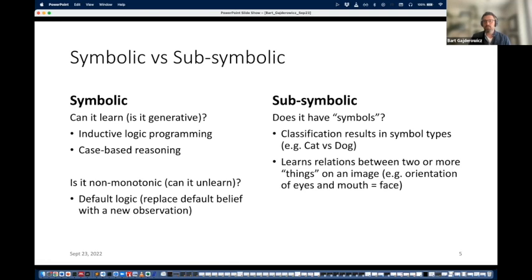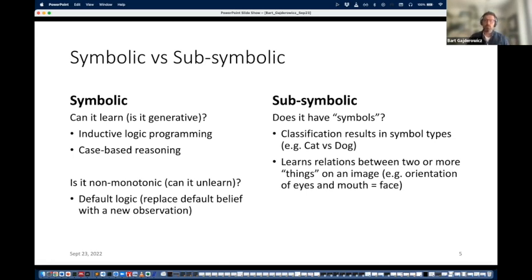Now, what about the sub-symbolic models? Do they actually have symbols? Is everything just a vector? Is everything just numbers? Well, not quite. When you train a classifier, you're actually giving it symbols. You're giving it labels for different kinds of images, right? So you tell it that this image is a cat versus a dog. So symbols are actually used in sub-symbolic models all the time. They're the key components that they try to learn, especially classifiers.